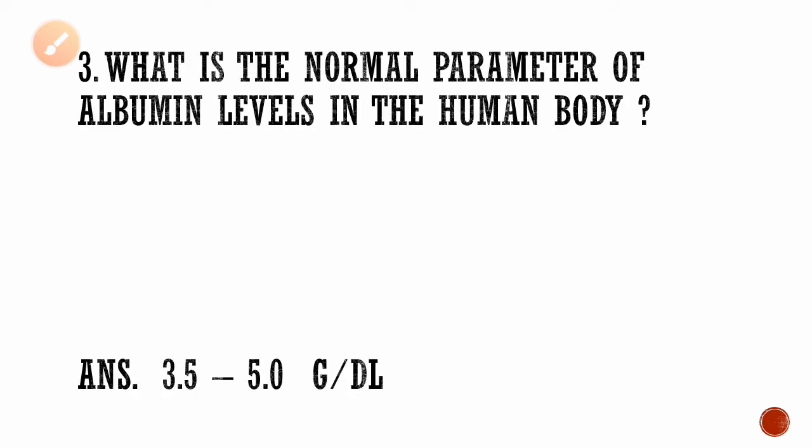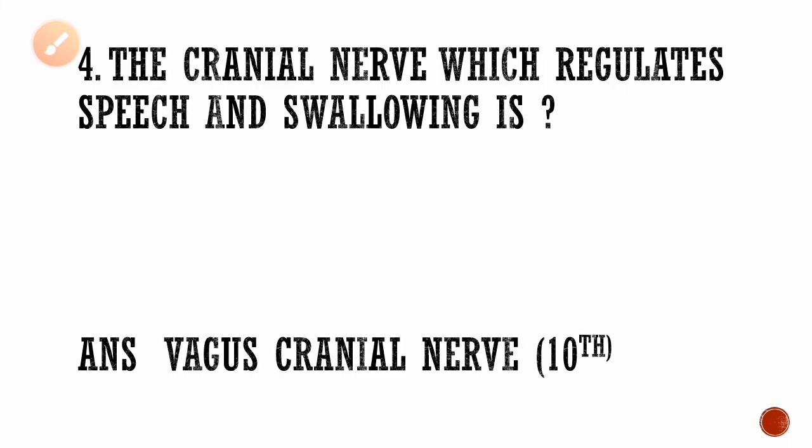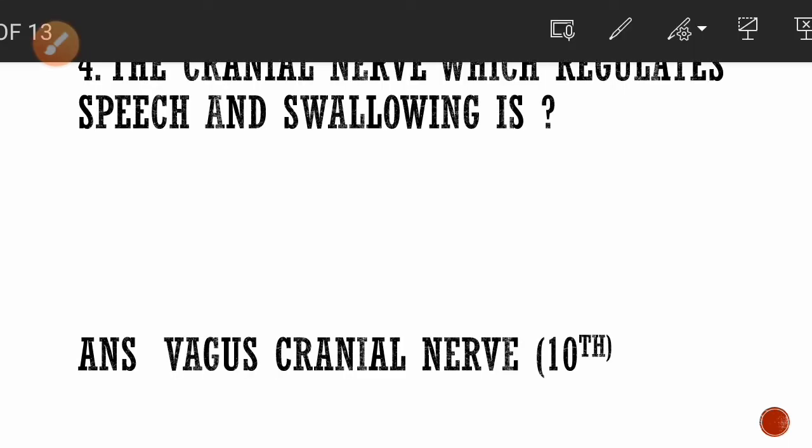Next, question number 3. What is the normal parameter of albumin levels in the human body? We all know albumin is a protein. So what is the normal parameter of albumin in the body? So that is 3.5 to 5.0 nanogram per dl.